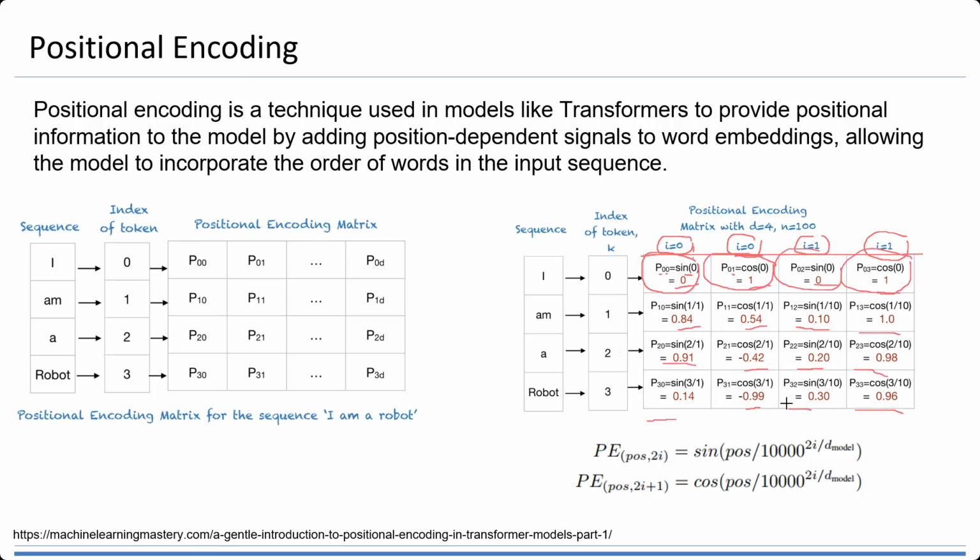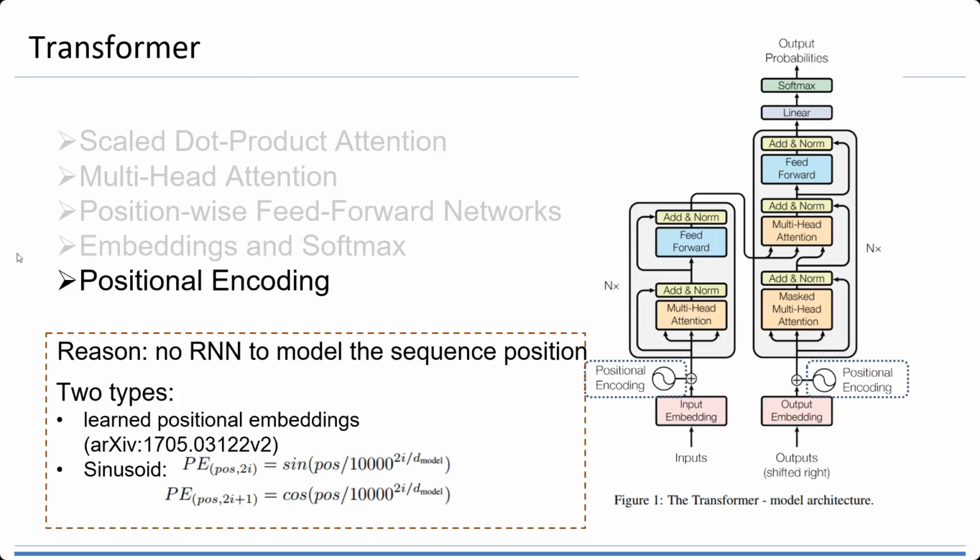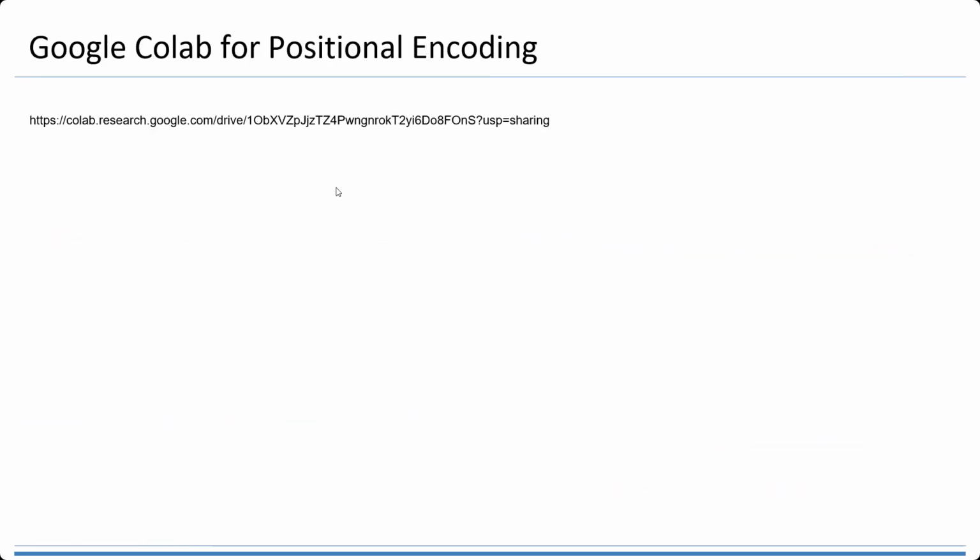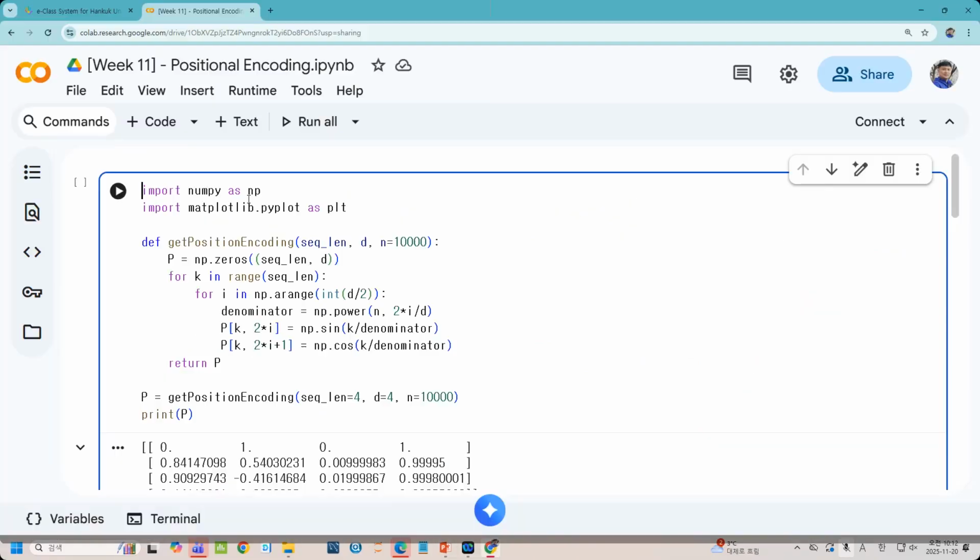And you can use this positional encoding for the next step. If you look at this one, we have this positional encoding, and we will use this positional encoding to perform the next step, which is the attention network. I give you the Python code, so if you can open it.